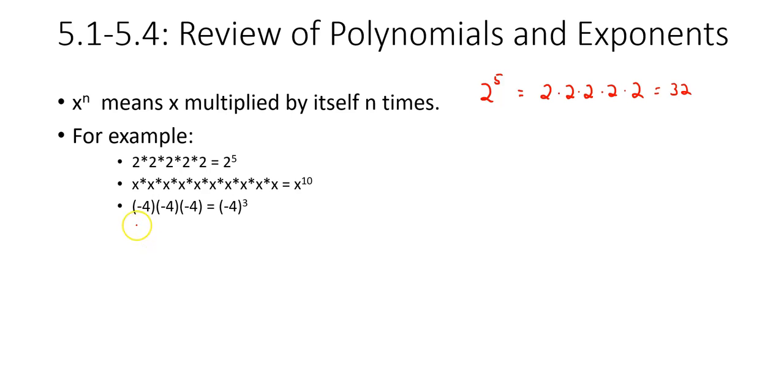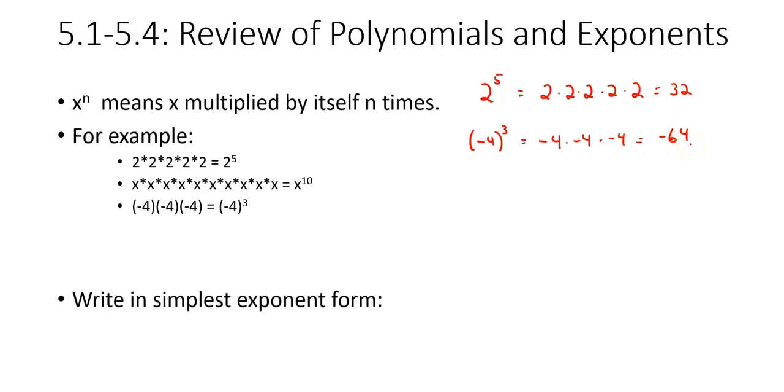Notice the one down here with the negatives. Negative 4 to the 3rd, with the negative sign on the inside and the 3 on the outside, means negative 4 times negative 4 times negative 4. That actually gives you a negative number, right? Negative 4 times negative 4 is positive 16. Multiply that by negative 4, and you get negative 64.